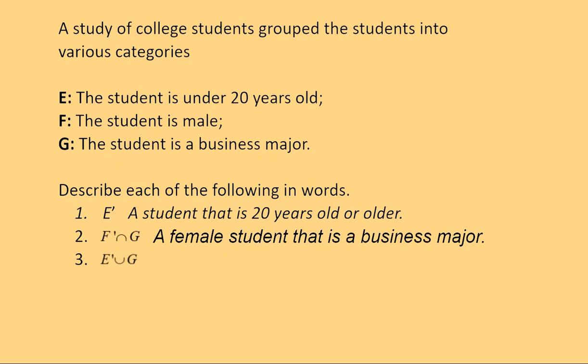And the last one, E complement union G. Well, the complement of E, the student is under 20 years old, would be a student 20 years or older, unioned with G, which is the student is a business major. So because it's the union of these two, it could be a student that is 20 years or older, or a business major, or both.